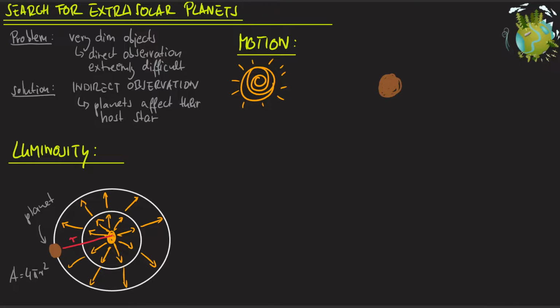So the change in the light, or the amount of light that reaches us, and the change in the motion property. Observing these changes lets us conclude the presence of an exoplanet.